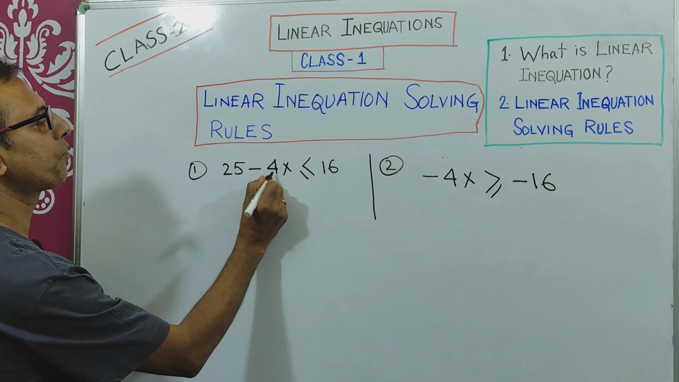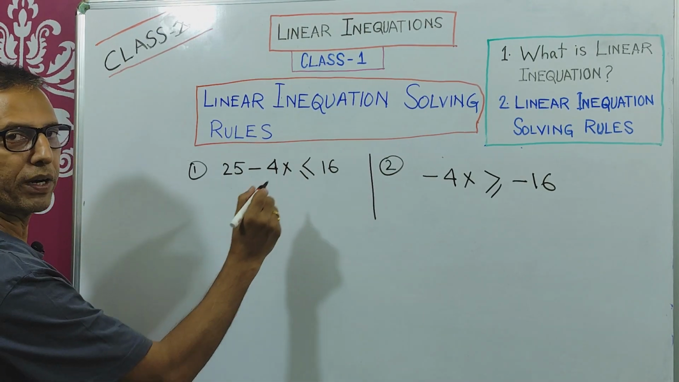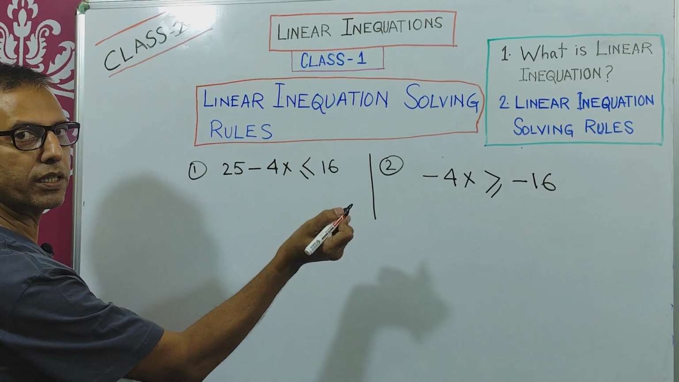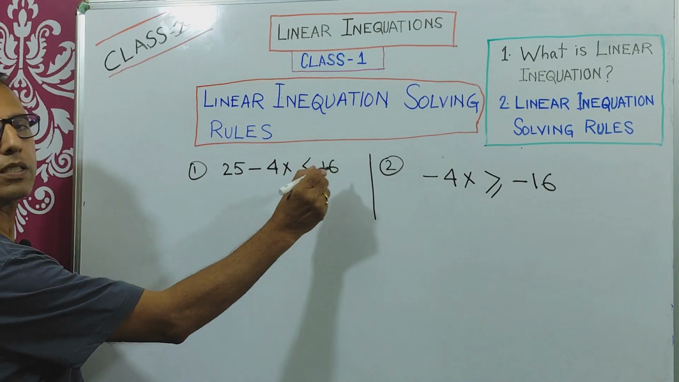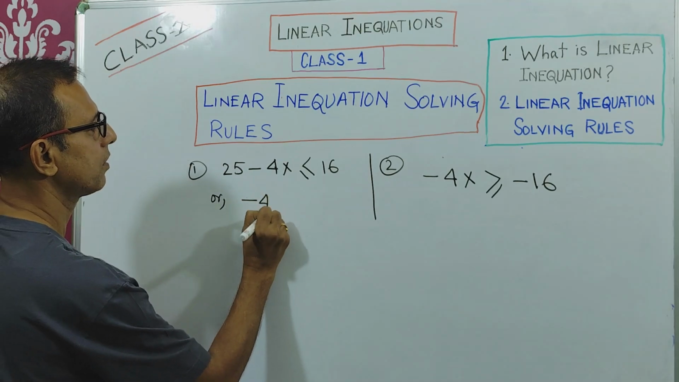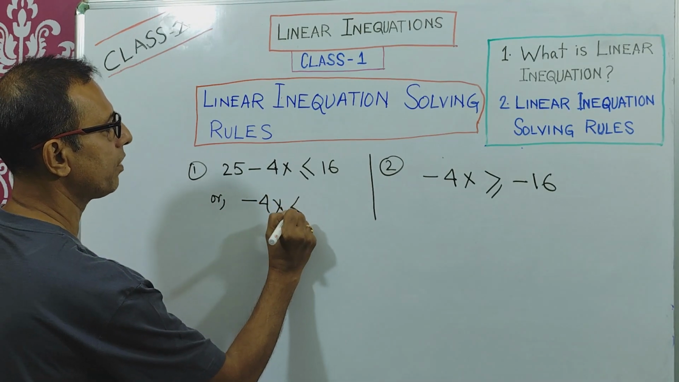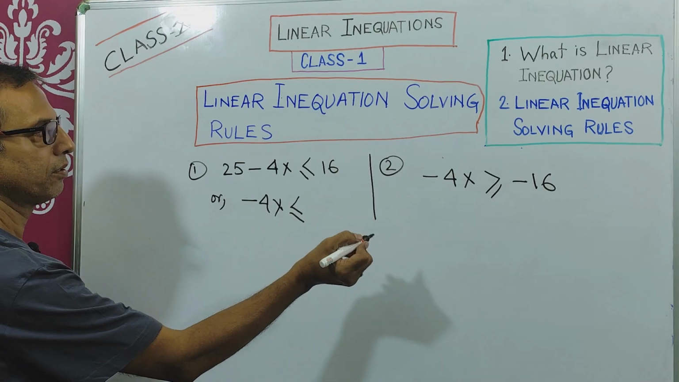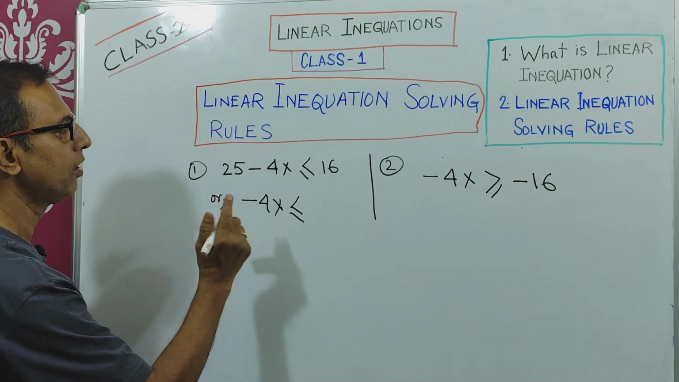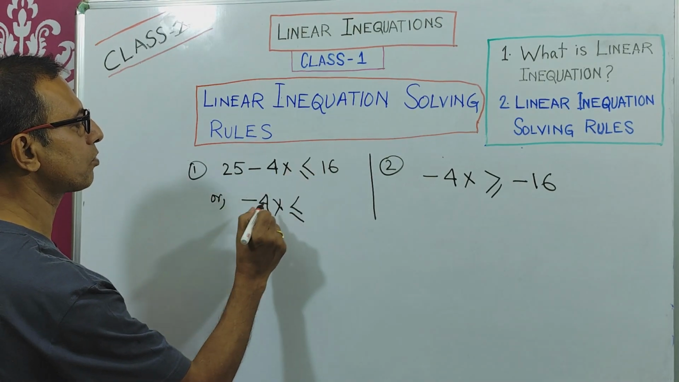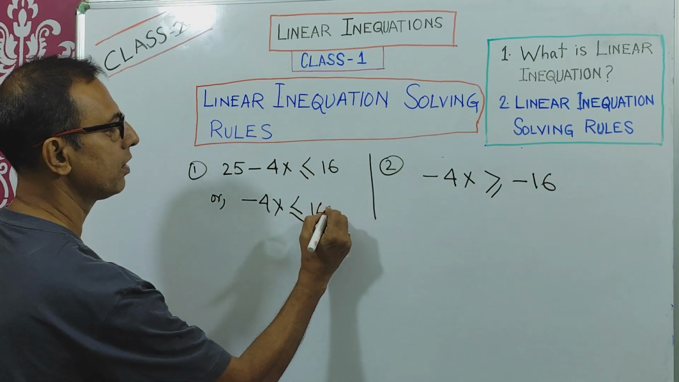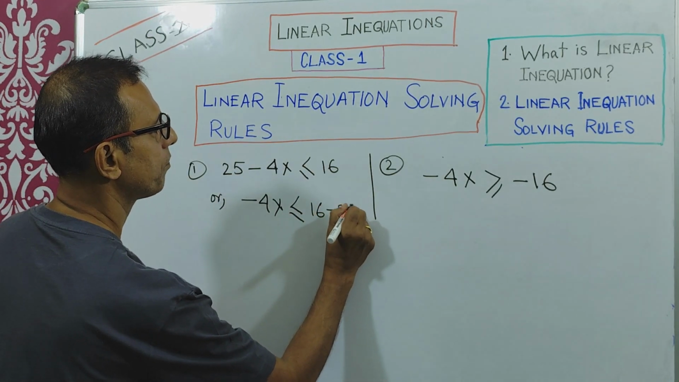So 25 minus 4x less than equals to 16. So find out x. How will you do that? You will take the thumb rule: variable one side, constant another side. So 25 minus 4x less than equals to 16, how can we write it down? Minus 4x less than equals to 16, I am taking 25 on the other side to have constant on one side and variable on another side, separate constant and variable. 25 coming to this side, that means 16 minus 25.